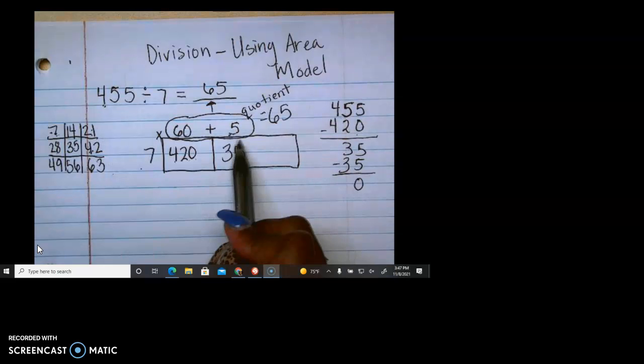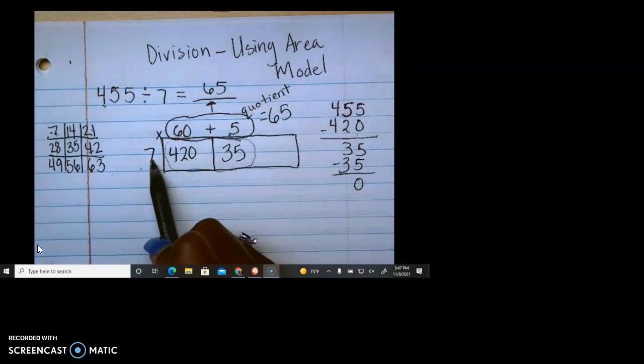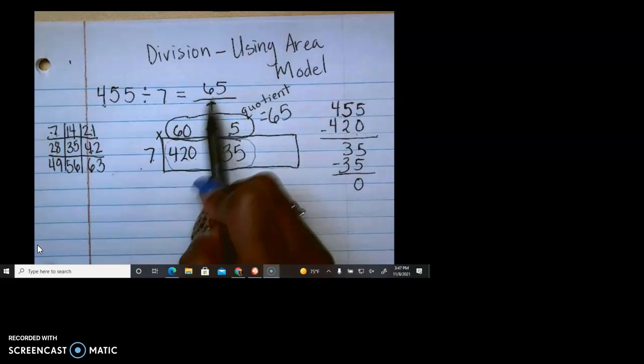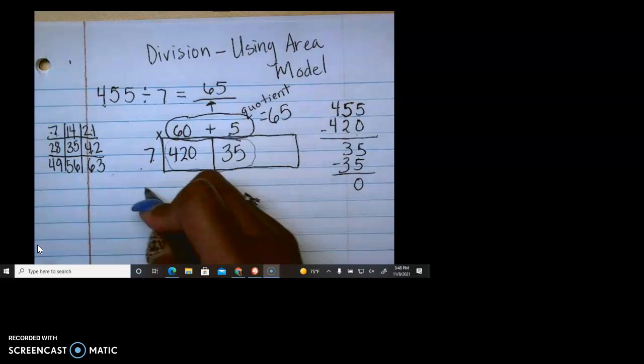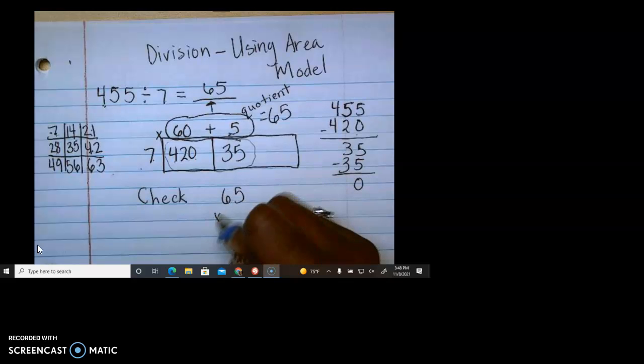The dividend amount is here. The 420 plus 35 is the dividend. Here's my divisor here, which is the 7. The answer is 65. Now, in order to check this, I can use the standard algorithm.